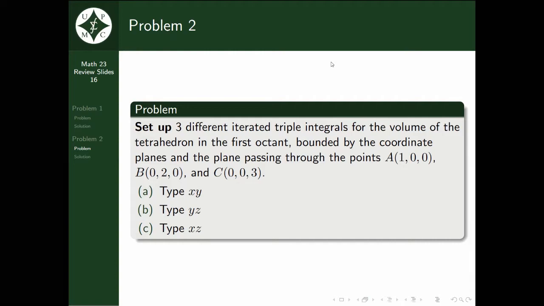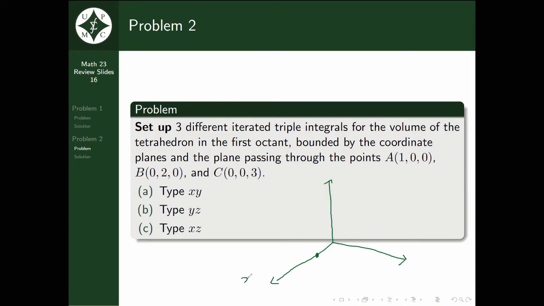Okay, so let's figure out what to do here. Again, I guess the best way to start is by drawing the surface. So let's draw it in green. It's in the first octant, which means that the coordinate planes are some of our bounds. And then our final bound is this plane passing through the points (1, 0, 0), (0, 2, 0), and (0, 0, 3). So let's mark these points.